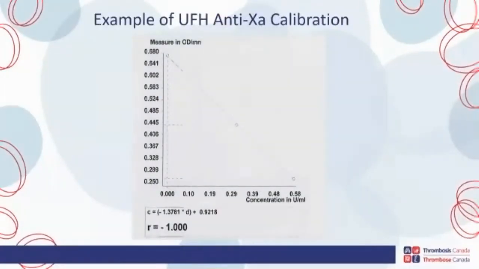This is just an example of what an unfractionated heparin anti-10A calibration curve looks like. So you have concentration on your X axis in units per ml. You have absorbance or color development on your Y axis. So if I have a lot of color at the end of the reaction, that means I had a lot of factor 10A left over, therefore not inhibited. So my heparin level is going to be very low. So it's an indirect measure. The more color at the end of the reaction, the less anticoagulant we're detecting.